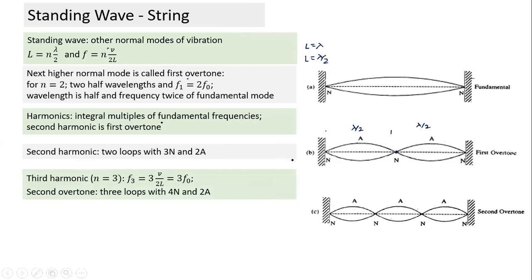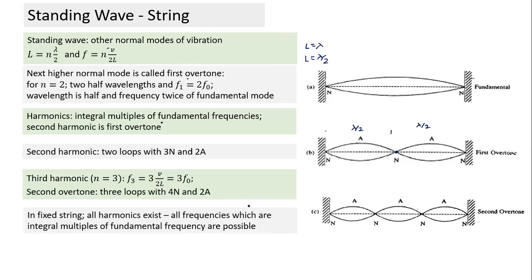And how would it look? This is how the shape of the string will look. It will form 3 loops, each of lambda by 2. So 3 lambda by 2 is equal to L. That's the equation here, with 4 nodes and 3 antinodes. So in a fixed string, all harmonics exist. Whatever fundamental frequency we have, the string can also oscillate in all frequencies which are integral multiples of the fundamental frequency. All such frequencies are possible in the case of a fixed string.